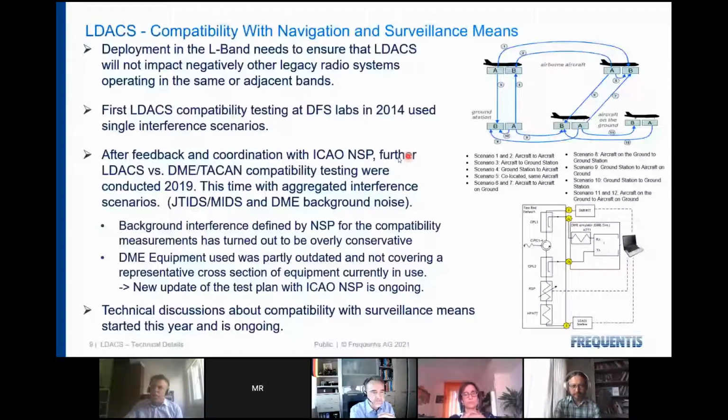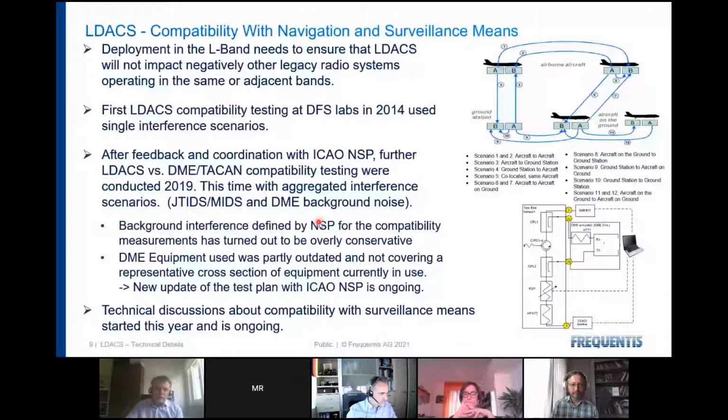But after feedback and coordination with the ICAO navigation system panel, further LDACS versus DME TACAN compatibility tests were conducted in 2019, this time with aggregated interference scenarios. That means the impact of LDACS was measured together with all the other systems in the L-band, with JTIDS background and DME background noise.